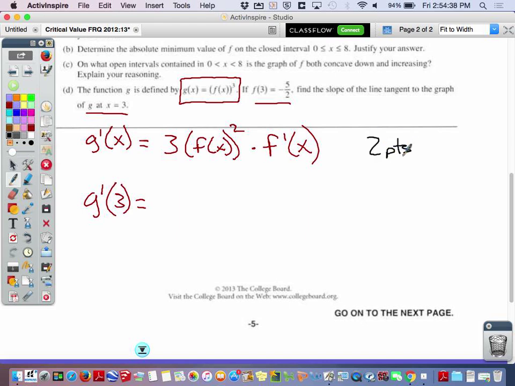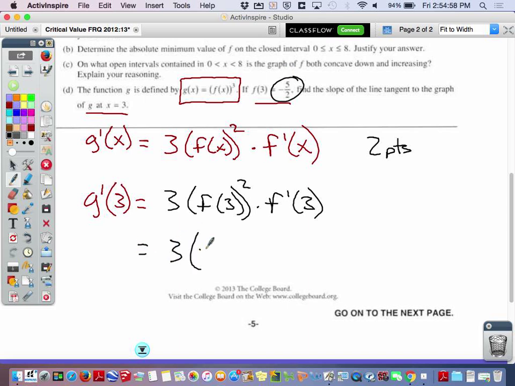In the next part, we're going to plug in 3. So now I'm going to plug in 3 wherever I see the x. So we've got 3 times f of 3 squared times f prime of 3. Now they gave us f of 3 for a reason, because we were going to need it. So f of 3 is equal to negative 5/2. So I've got 3 times negative 5/2 squared times f prime of 3.